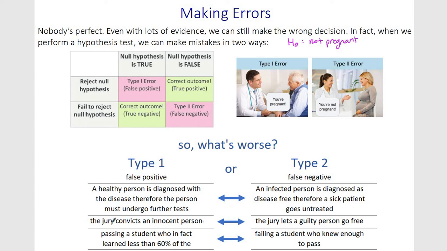But what about the next one? Jury convicts an innocent person, or jury lets a guilty person go. What about the next one? Passing a student who in fact learned less than 60% of the material. Guess that got cut off. So passing a student that should have failed, or failing a student who knew enough to pass. It depends, in type 1 and type 2, on context, just like everything else.